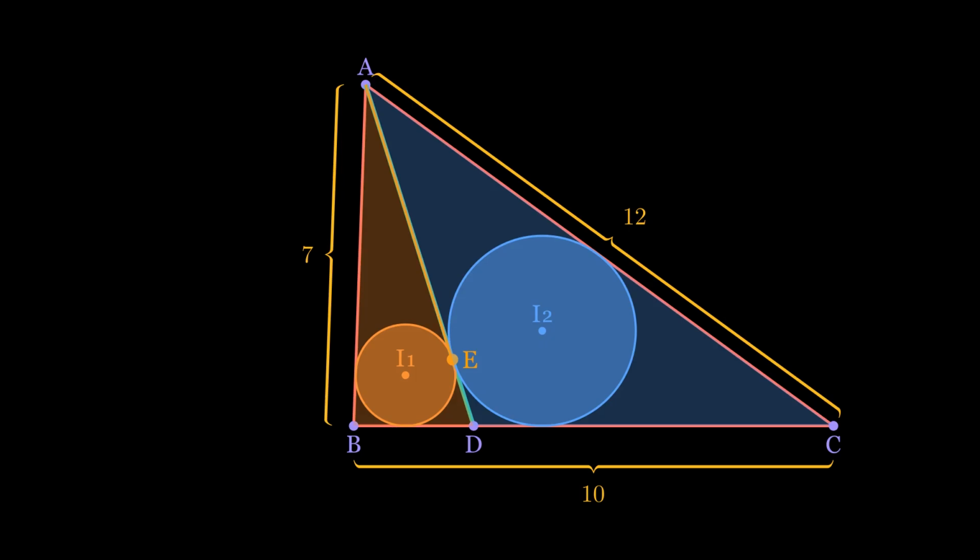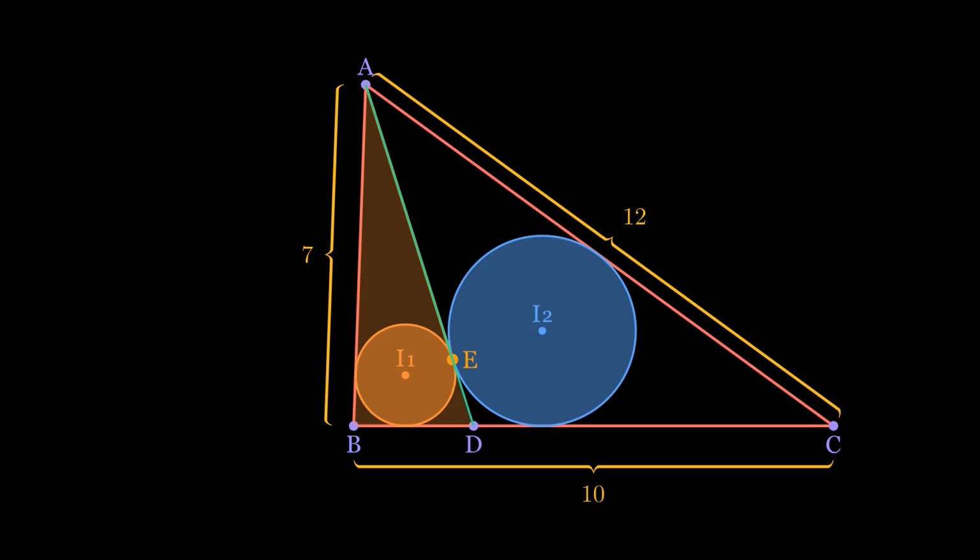Notice the line connecting A to D, which is called a cevian. This line divides our triangle into two smaller triangles. The point E marked on this line will be key to our solution. Let's look at the left triangle ABD in more detail. Notice the orange circle inside it.